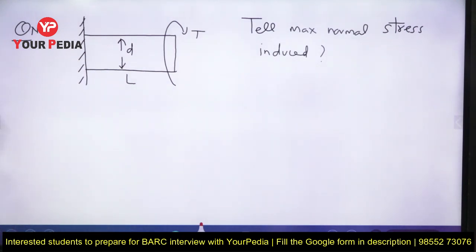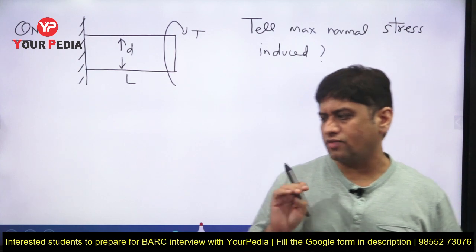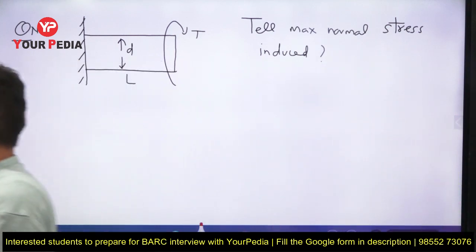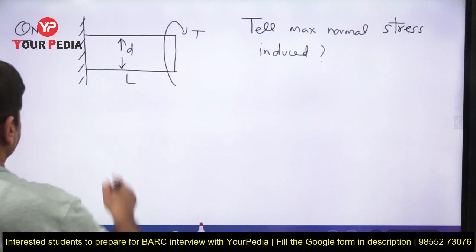Okay, now a similar question. As I told you, in a BARC interview, he will be giving you 2-3 questions in 1 hour and sufficient time for you to think. He will keep on asking you next questions, and he will keep on increasing the depth of the questions. So, what is the maximum normal stress induced?